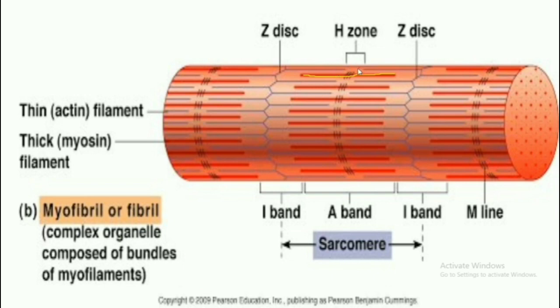This is the H zone where there is only myosin present and actin is completely absent. Okay, this is one Z line, this is the another Z line, and the region present in between is called the sarcomere. This is the I band, A band, I band, and this is the M line that is given here. Here also, the black colored straight lines that we can see are the M line.